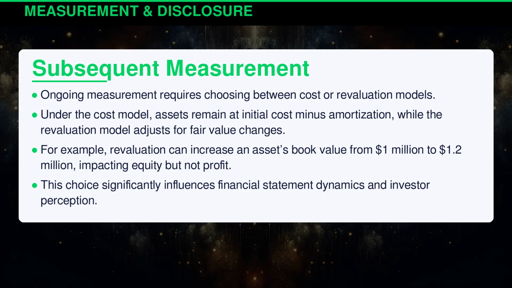Ongoing measurement requires choosing between cost or revaluation models. Under the cost model, assets remain at initial cost minus amortization, while the revaluation model adjusts for fair value changes. For example, revaluation can increase an asset's book value from $1 million to $1.2 million, impacting equity but not profit. This choice significantly influences financial statement dynamics and investor perception.